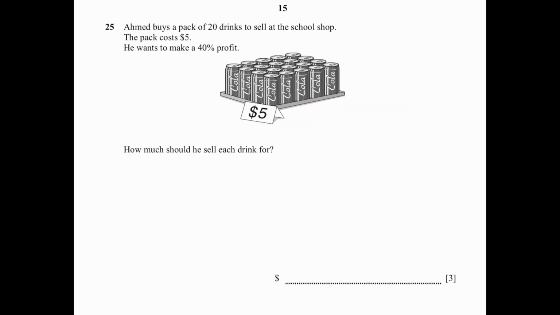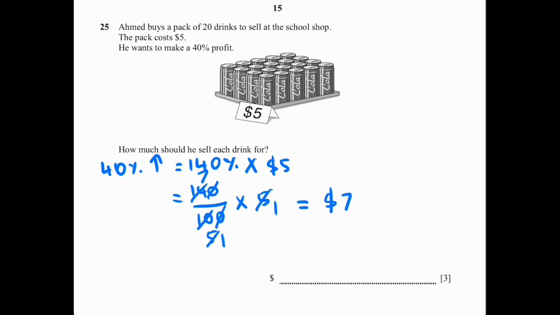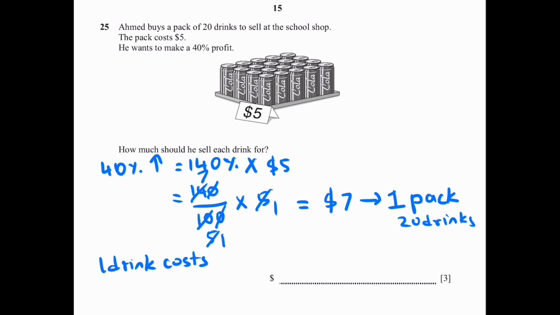Question 25. Ahmed buys a pack of 20 drinks to sell at the school shop. The pack costs $5. He wants to make a 40% profit. How much does he sell each drink for? Remember, one pack costs $5, not one drink. So if he wants to make a 40% profit, it'll be a 40% increase in his money. That is 140% multiplied by $5, which you can write as 140 over 100 multiplied by 5. Once you've done all the maths, it becomes $7. Remember, $7 is for one pack, which is 20 drinks. So one drink costs 7 divided by 20, which is $0.35.